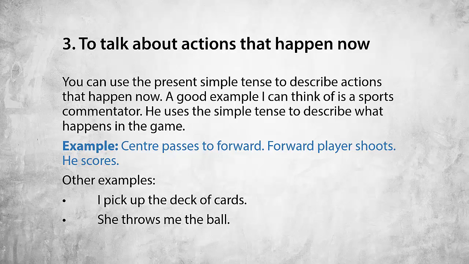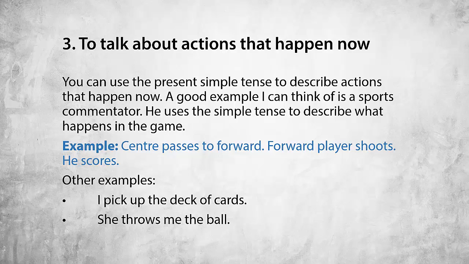Third, you use the present simple tense to talk about actions that happen right now. A good example I can think of is a sports commentator. You see, he uses the simple tense to describe what is happening in the game. Like if we're talking about soccer or football, then the commentator would say, center passes to forward, forward player shoots, he scores. All of these actions, they are actions that happen now.